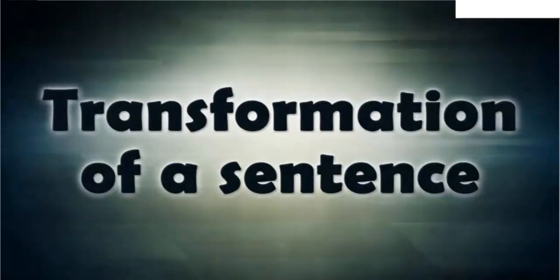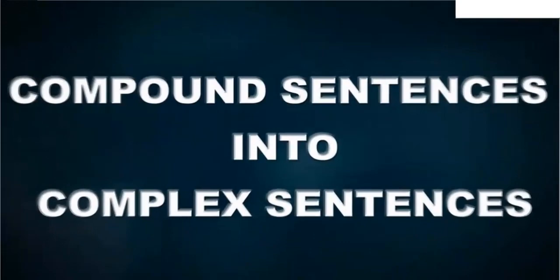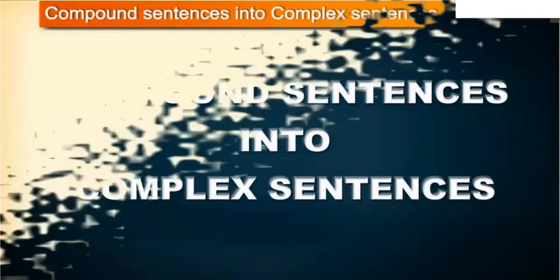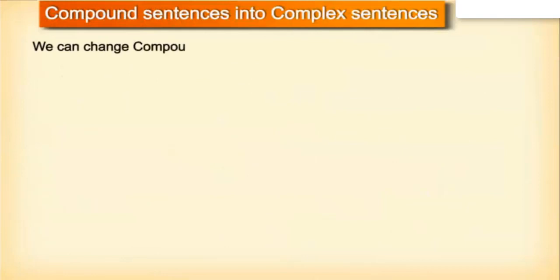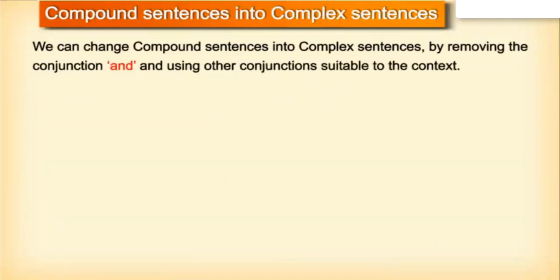Transformation of a sentence. Conversion of compound sentences into complex sentences. We can change compound sentences into complex sentences by removing the conjunction and using other conjunctions suitable to the context.